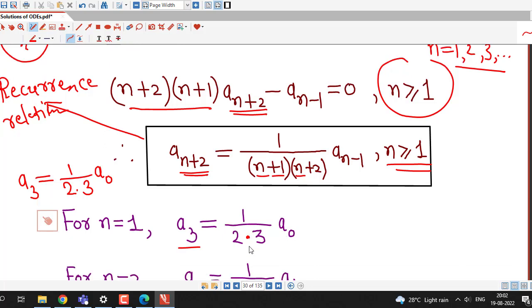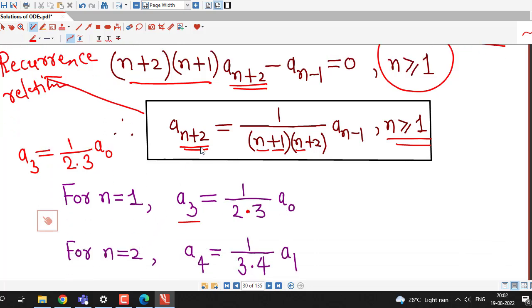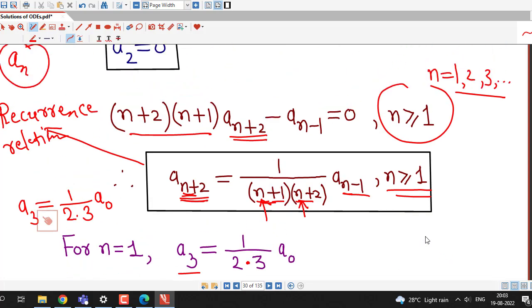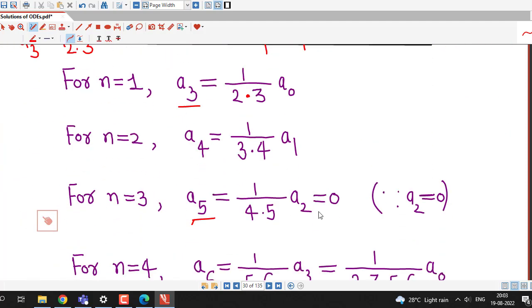So in the next step, we take n equal to 2. So if I take n equal to 2, I will have a4. This is 2 plus 1, that is 3. This is 2 plus 2, that is 4. And for n equal to 2, I will have a1. For n equal to 3, I obtain a_{3+2}, that is a5. If I take n equal to 3, I have 4 and 5. For n equal to 3, this is a2. And we have obtained that a2 equal to 0. So a5 becomes 0 because a2 is in the product and a2 is 0.